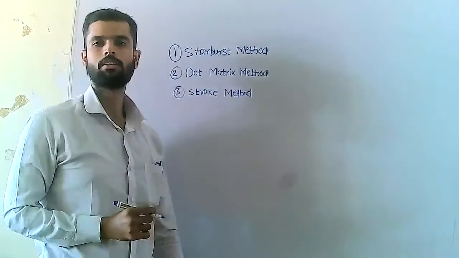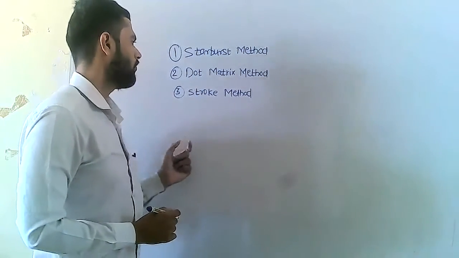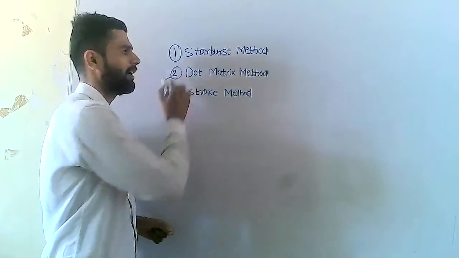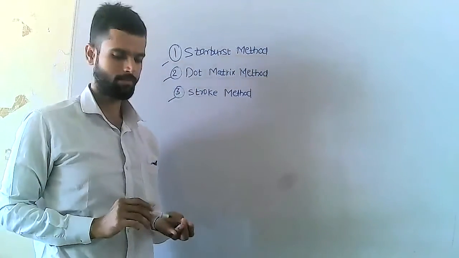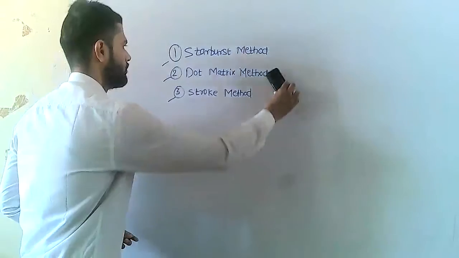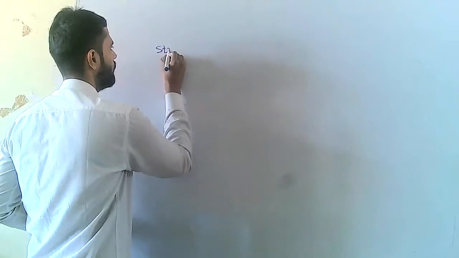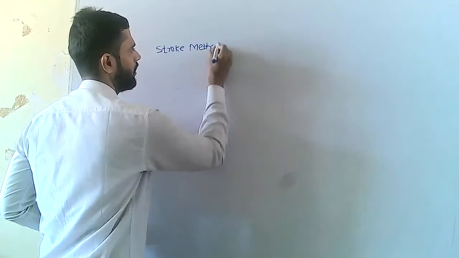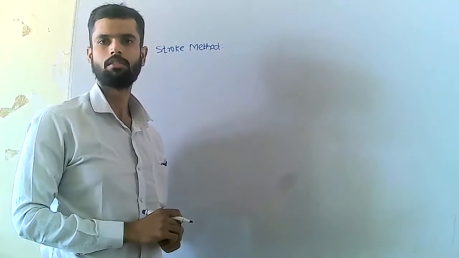Okay, so these are the three methods we are going to use for the generation of characters. Now we will discuss the stroke method first, then the dot matrix method, and lastly the starburst method. So what happens in the stroke method? In the stroke method, we use different commands for generation of the line segment.